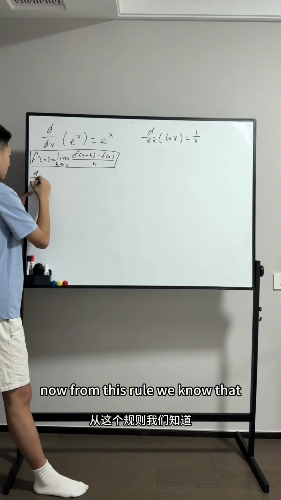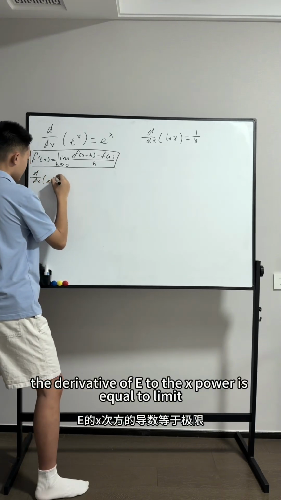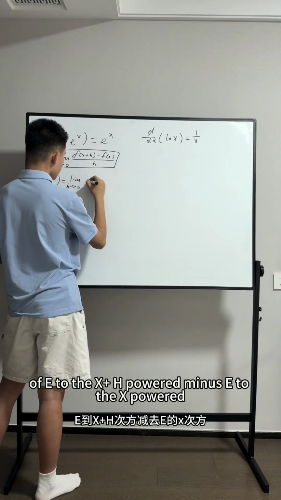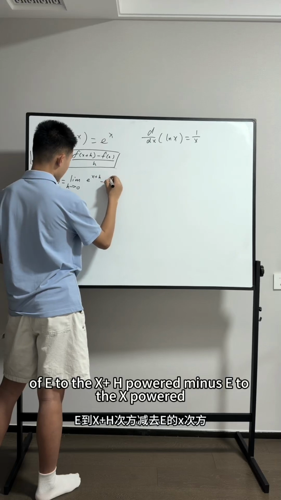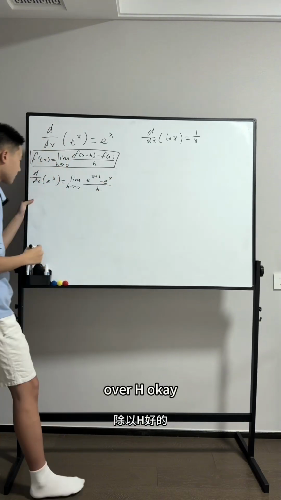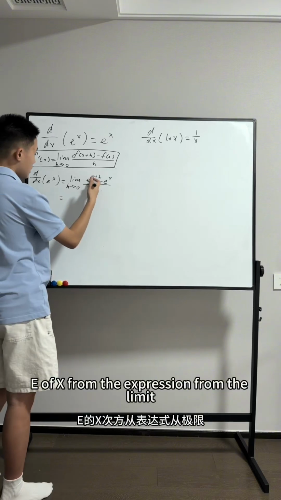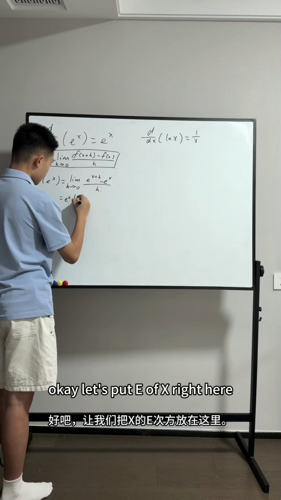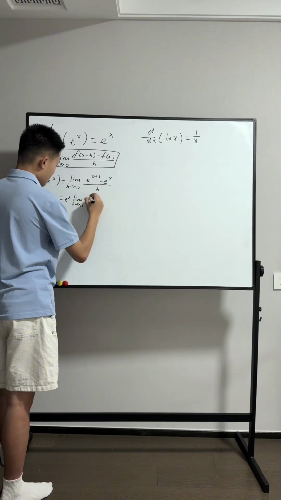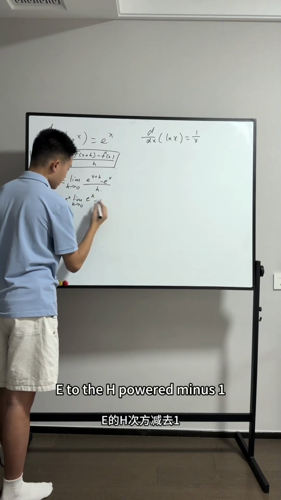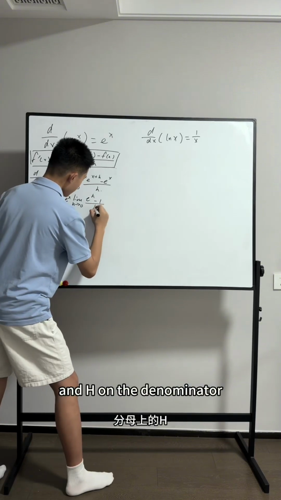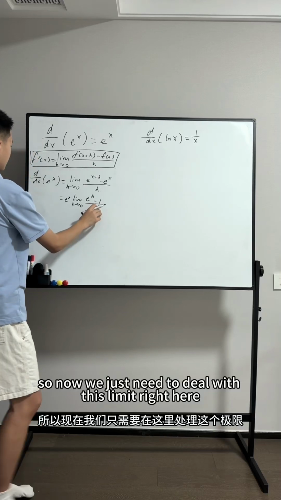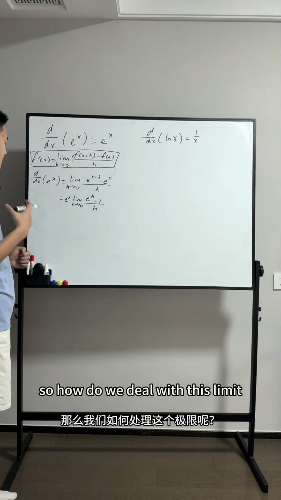Now, from this rule, we know that the derivative of e to the x powered is equal to the limit, as h approaches 0, of e to the x plus h powered minus e to the x powered over h. Okay. Now, factoring out e to the x from the limit, we're left with e to the h powered minus 1 on the numerator, and h on the denominator. So now we just need to deal with this limit right here. Okay, so how do we deal with this limit?